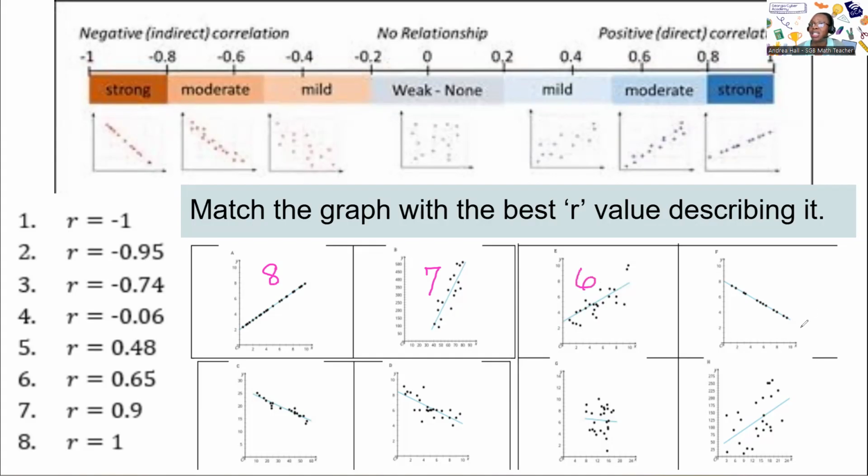This is strong and it's negative though. It's going down to the right. See, it's going down the slope. So I'd say this is number 1, when R is equal to -1. This one is going down. This is probably number 2. This is -0.74. This is number 3. This doesn't seem to have any correlation at all, but it does seem to be going down a little bit. So this must be number 4. And then this one seems to be going up a little bit. And so this must be number 5.